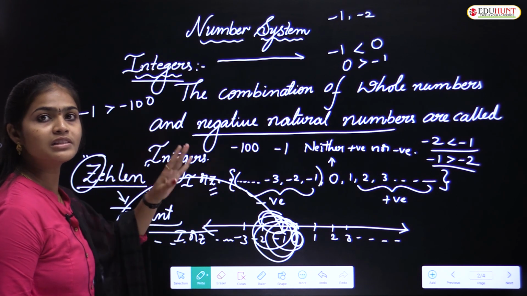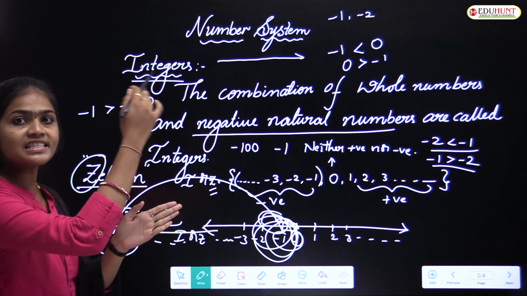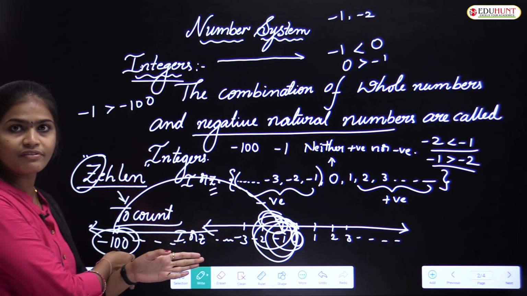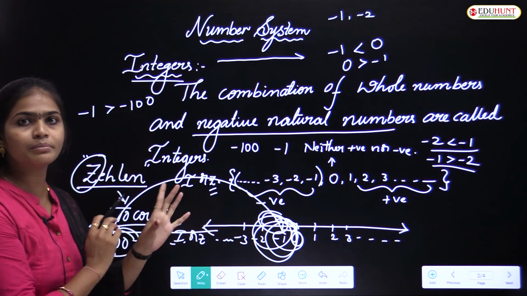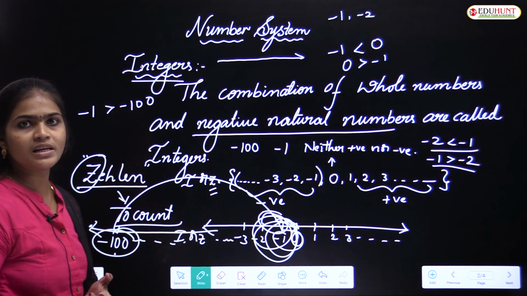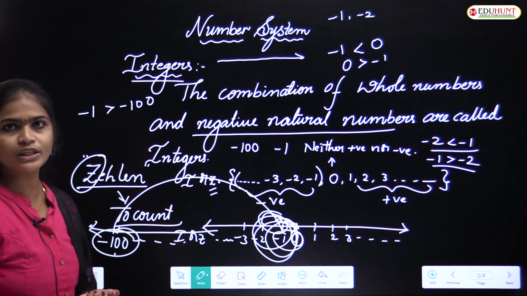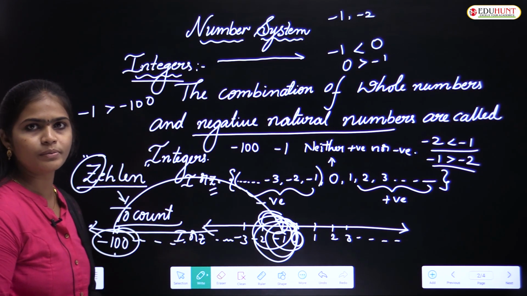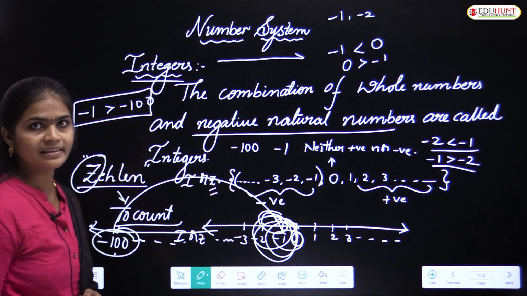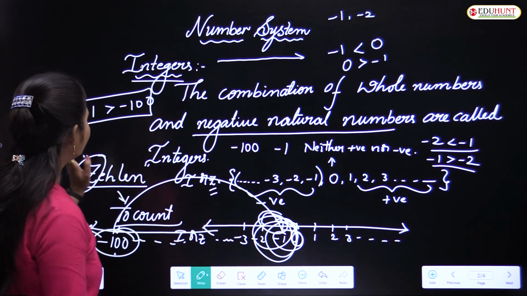If you have any doubt, just draw a number line and keep one thing in your brain: a number which lies on the right side of the given number is greater, and a number which lies on the left side is the lesser value. Then you can identify which one is greater and which is smaller. This confusion you may get only with negative numbers; with positive numbers, no problem. So -1 is greater than -100. Is it clear? This is how we can compare.